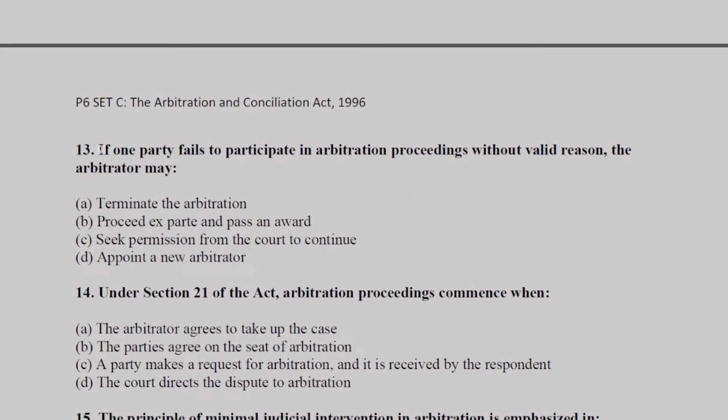If one party fails to participate in arbitration proceedings without valid reason, the arbitrator may terminate the arbitration, no; proceed ex parte and pass an award; seek permission from the court to continue, no; appoint a new arbitrator. So the answer is B.